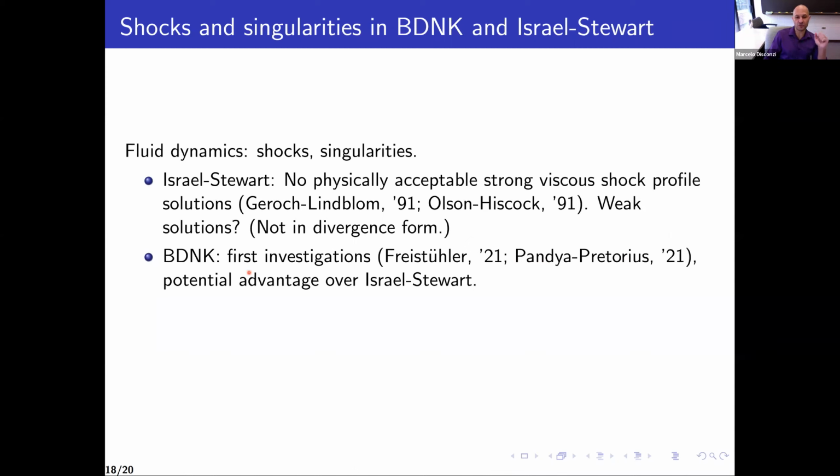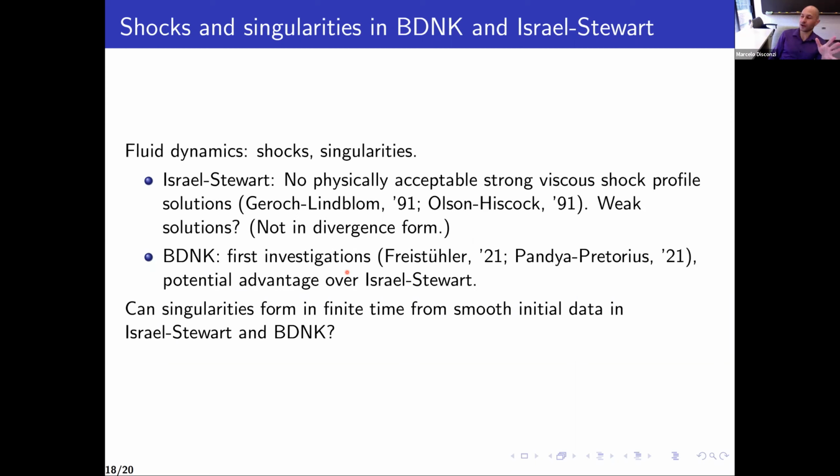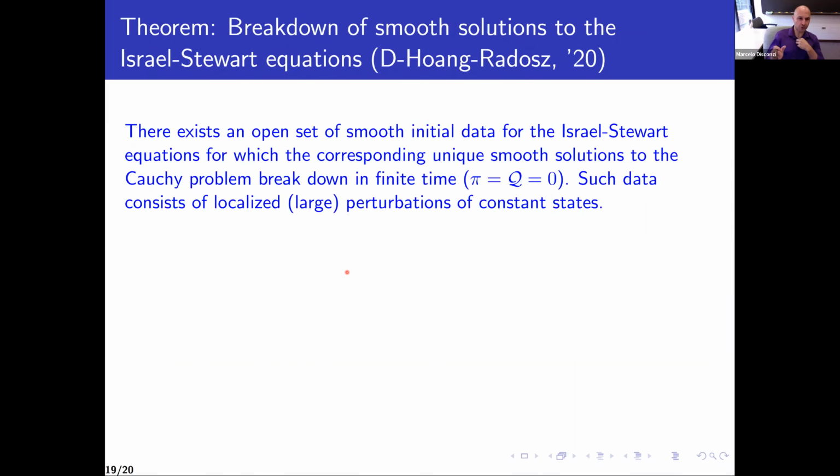However, I'm not going to tell you about shocks specifically. I'm going to tell you about something a bit more general. I want to ask a standard question we ask in fluids: can singularities form in finite time from smooth initial data in Israel-Stewart or BDNK? Sort of the breakdown of solutions. And that's my next theorem, which says the following.